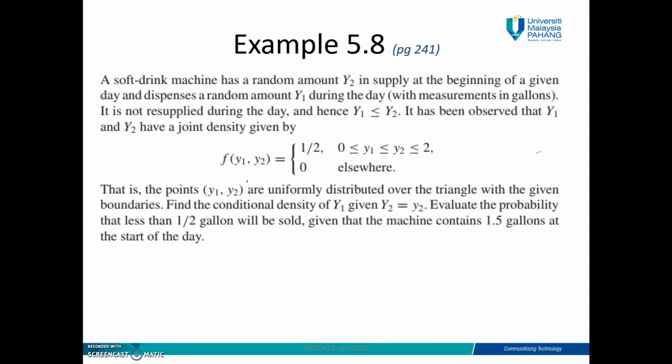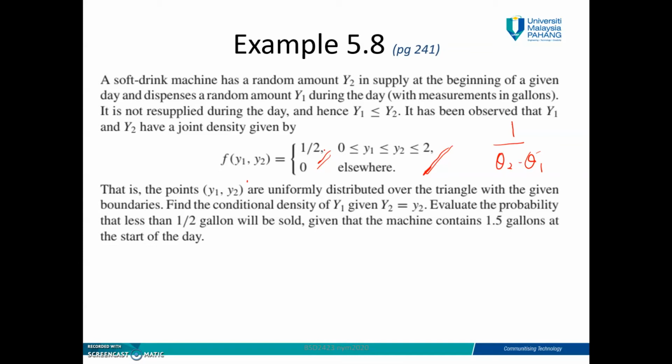Okay, it has been observed that y1 and y2 have a joint density given like this. You can see 1/2, y1 should be less than y2, and the value is between 0 and 2. That is, the points y1, y2 are uniformly distributed over the triangle with the given boundaries. If you remember uniform, you have 1 over theta 2 minus theta 1, isn't it? So here 2 minus 0 is 2, then you get half here.